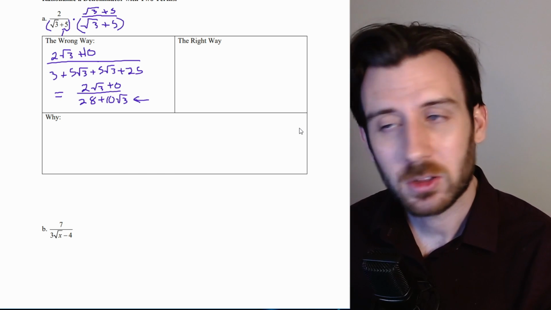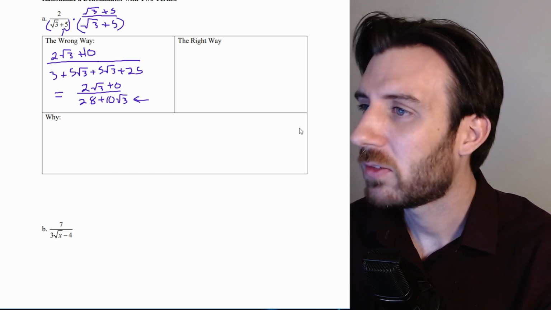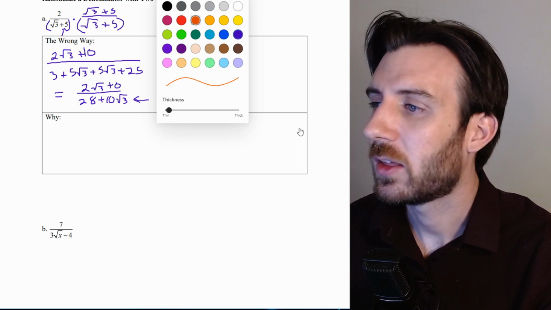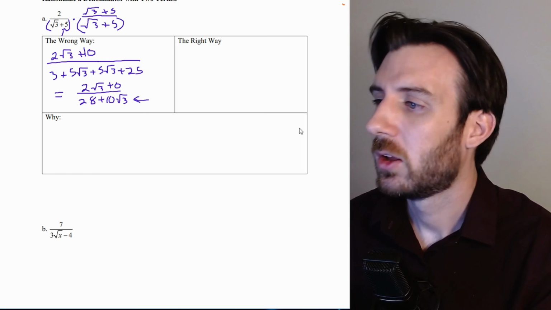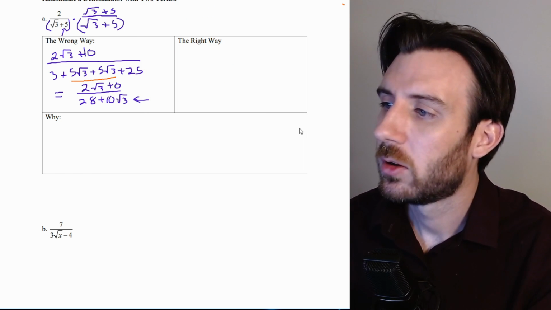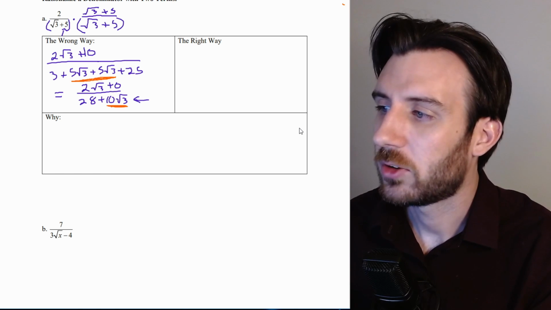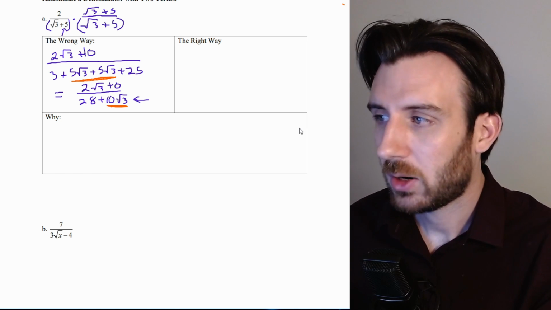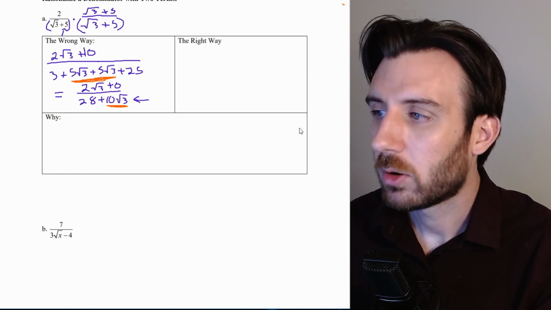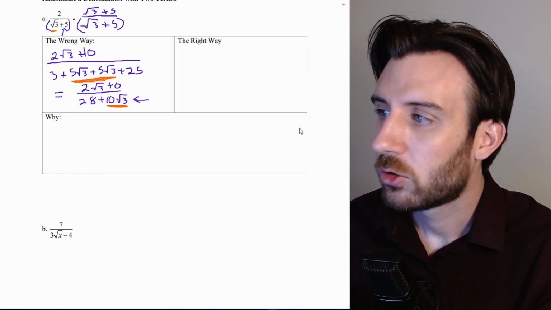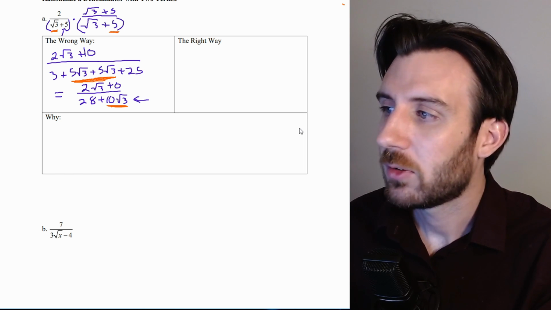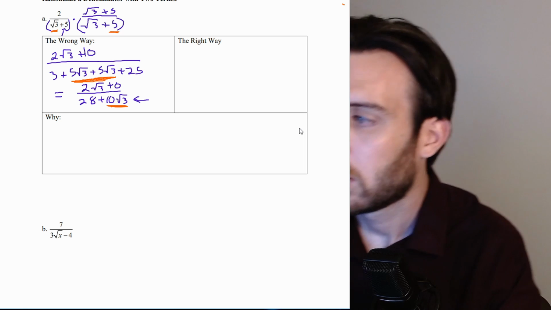If you can take a moment and step back and say, where is it that we really fell into trouble here? Where is it that that pain really came from? It came from these two terms. These two terms are the things that have my square root of 3 in it still. If those weren't there, I wouldn't have a problem. Well, where did those come from? Those came from multiplying square root of 3 times this 5 and a square root of 3 times this 5.